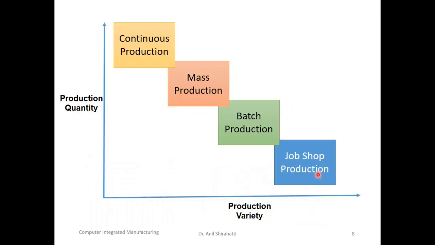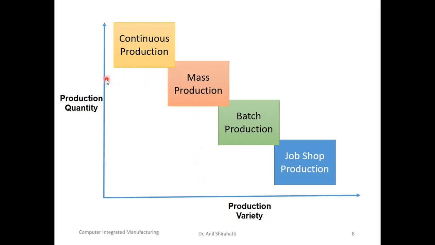So if I put in a single graph where I am seeing the production quantity versus production variety. You can see in the x-axis we got production variety, in y-axis we got the quantity. So we know in continuous production system we will have less variety, but the quantity of production will be high. Definitely in case of a mass production, the variety will be slightly increased.